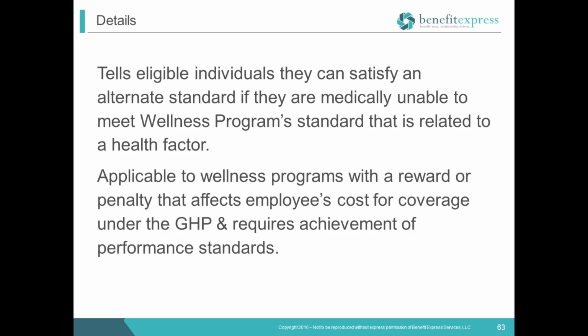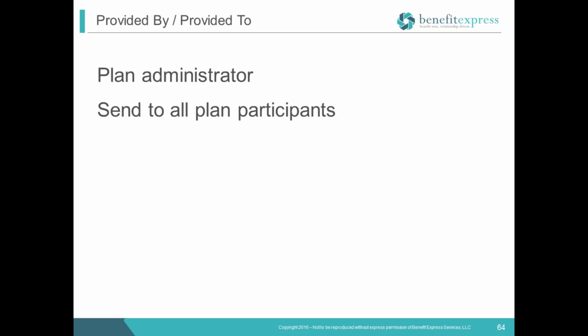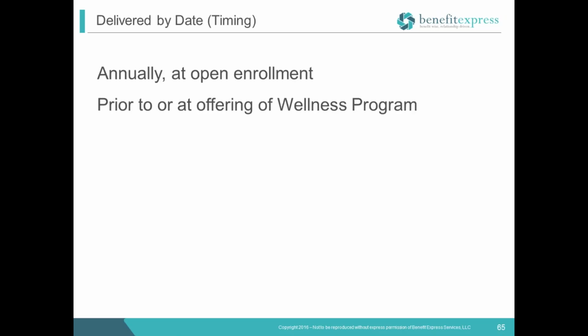So it's applicable to wellness programs with a reward or penalty that affects the employee's cost of coverage under a group health plan, and that requires achievement of performance standards. So again, only if you have outcomes-based wellness programs do you have to meet this requirement. This has to be sent out to all plan participants, and generally it's done annually in open enrollment. And generally, prior to offering a wellness program, you have to notify the employees of these requirements.